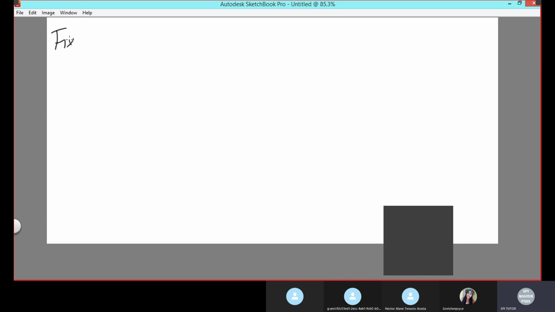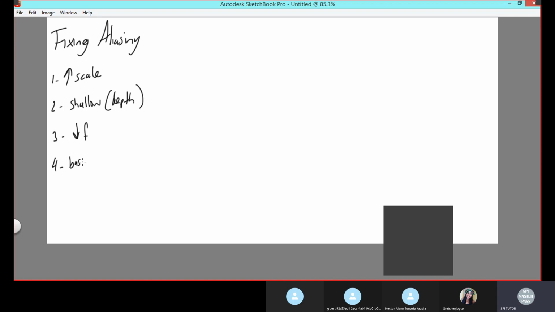Okay. So the book gives you 5 ways to fix aliasing. Number 1 is to increase your scale. Number 2 is to go shallow, so your depth. Number 3 is to lower your frequency. Number 4 is to have a baseline shift. Let me just write it simpler. Move baseline. And number 5 is to use continuous wave.